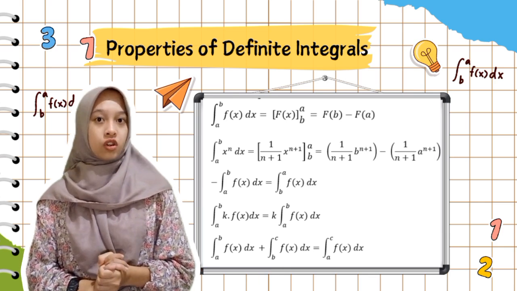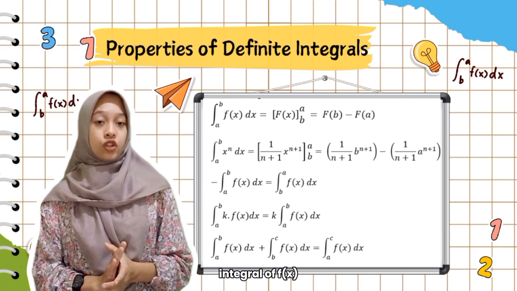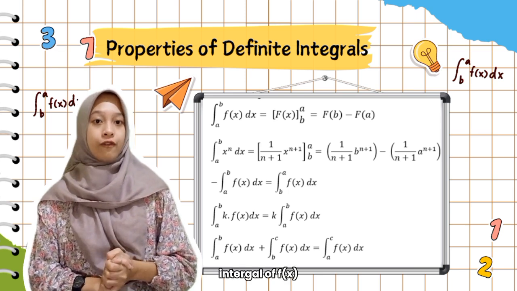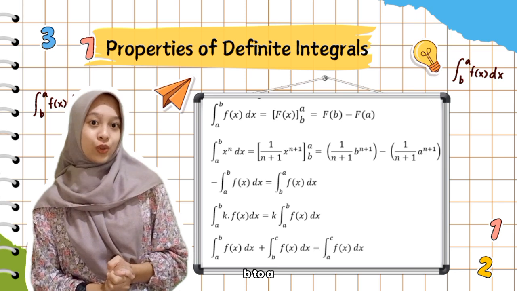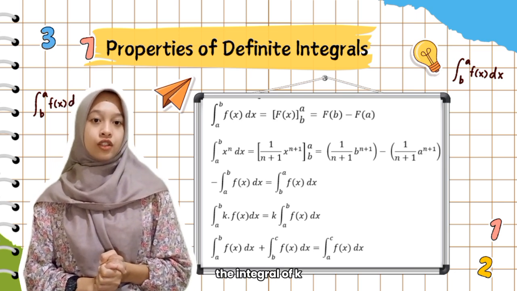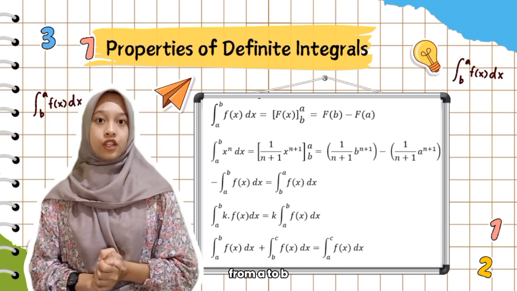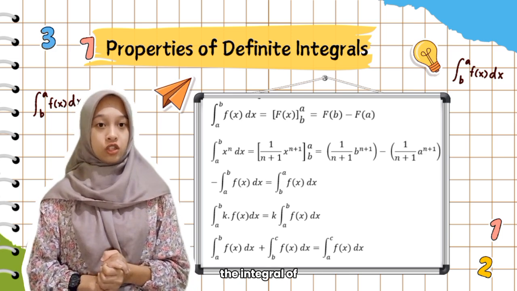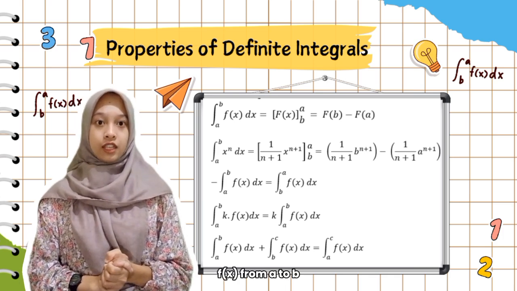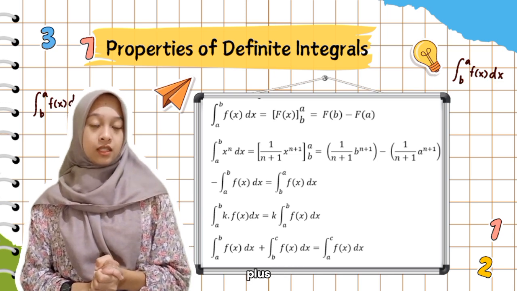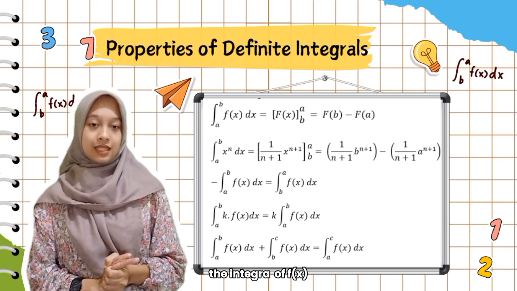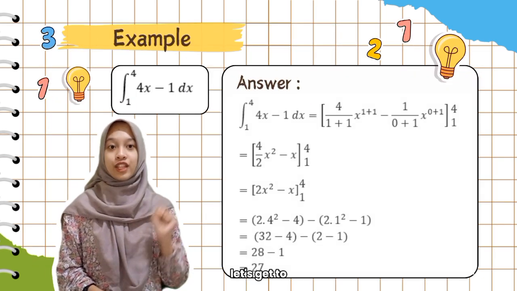And then, minus the integral of f(x) from a to b is equal to the integral of f(x) from b to a. And then the integral of k times f(x) from a to b is equal to k times the integral of f(x) from a to b. And the last is the integral of f(x) from a to b plus the integral of f(x) from b to c is equal to the integral of f(x) from a to c. Let's get to the example.